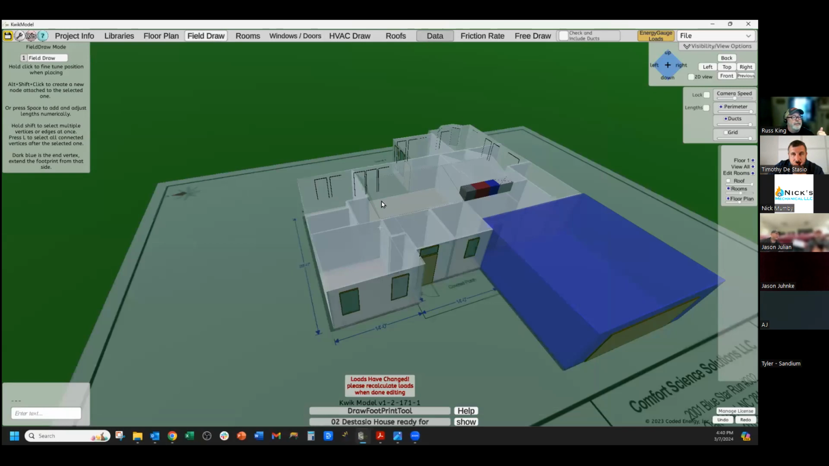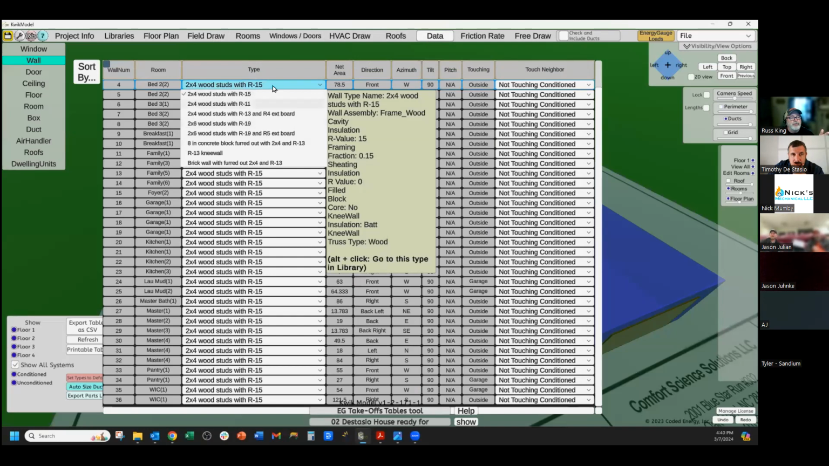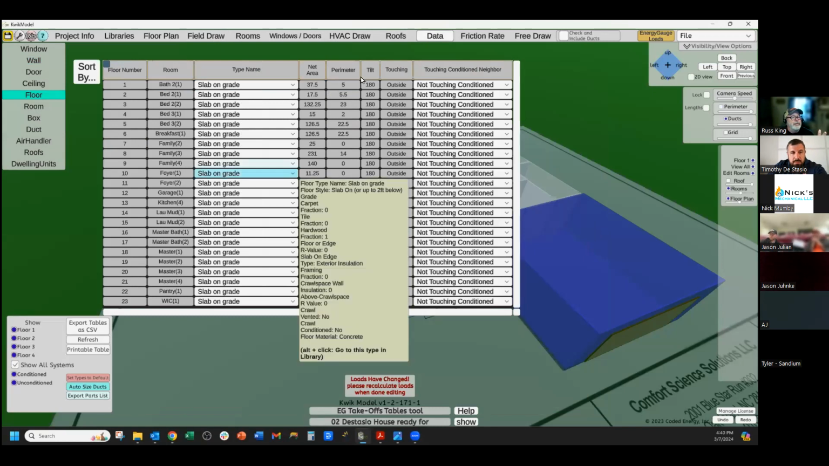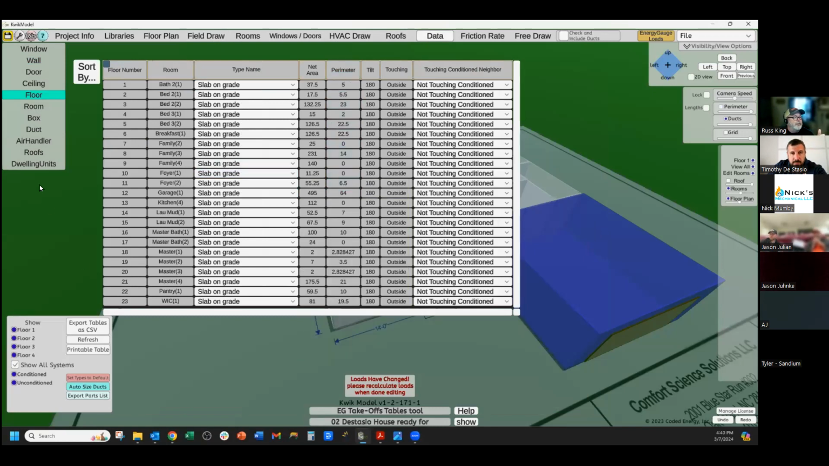Tab. So here's all the walls. I could change individual walls if I want to, or I can change them all at once. This has all slab on grade floors, so it's calculating the perimeter of all the floors for you. All that geometric takeoff that you would have to do to a set of plans is done for you simply by building this little 3D model of the house. Okay. All right. So at this point, we're pretty much ready to go.